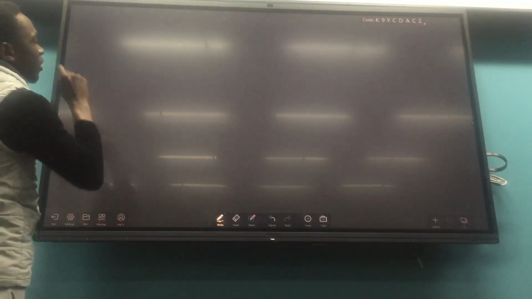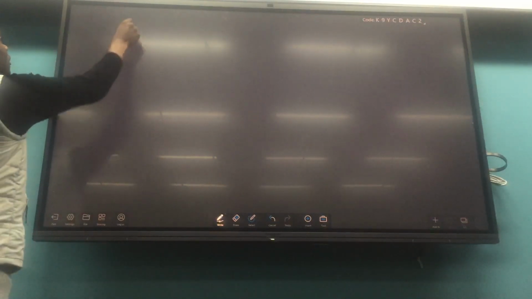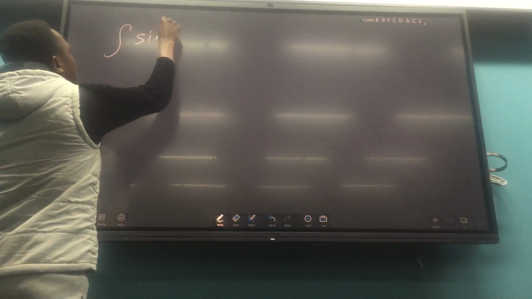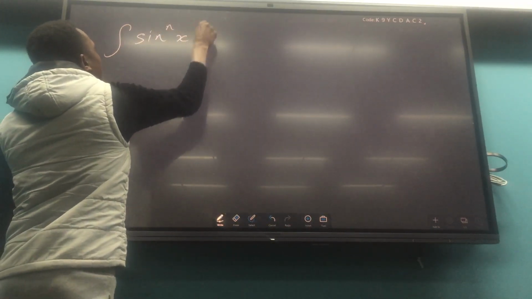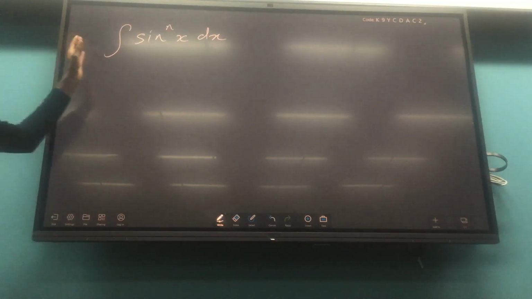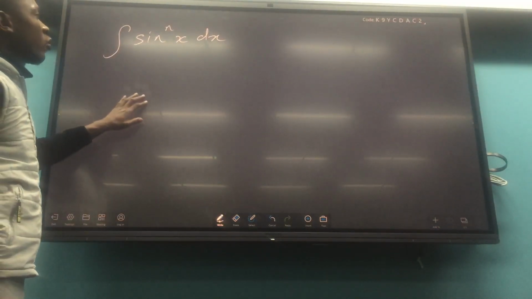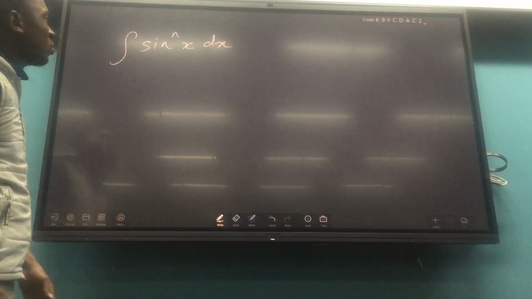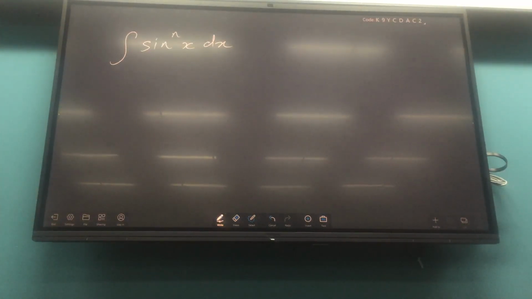Hi guys, I want to look at the integral of sine to the power n of x dx. We want to derive a reduction formula for powers of sine. What we are going to do here is use the integration by parts method.